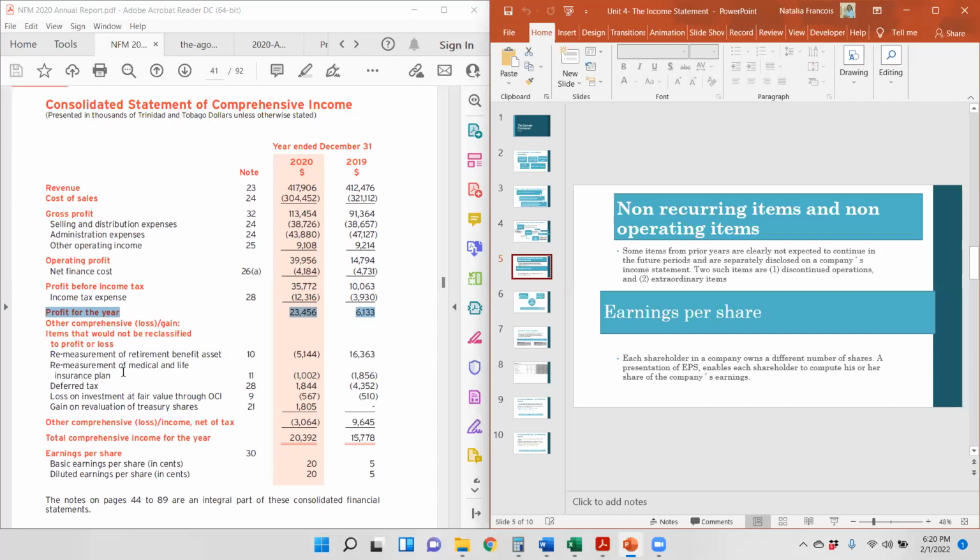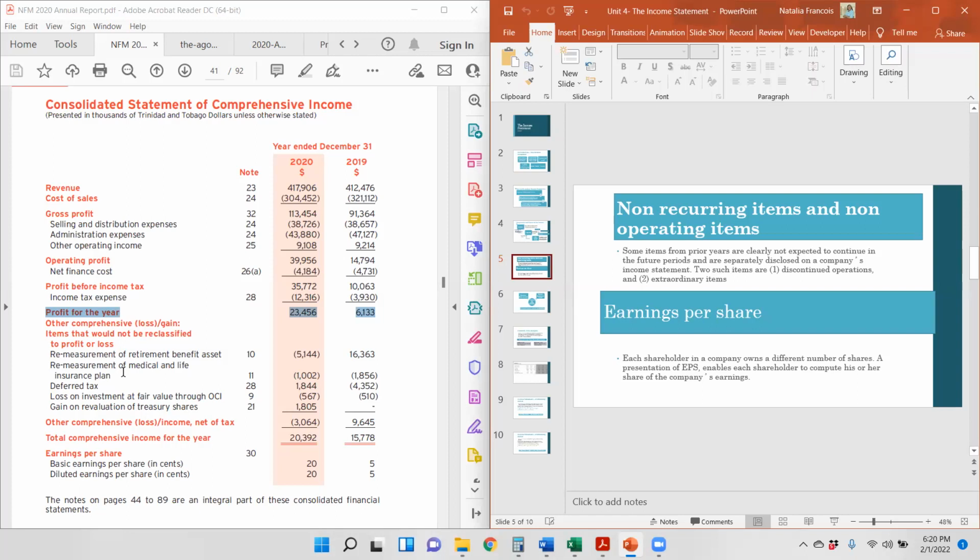Yes, the information below profit for the year is not the general activities. You won't see them happening every year. It's a one-off activity, so they must report it. IFRS standards say that they should report it within the financial statements.